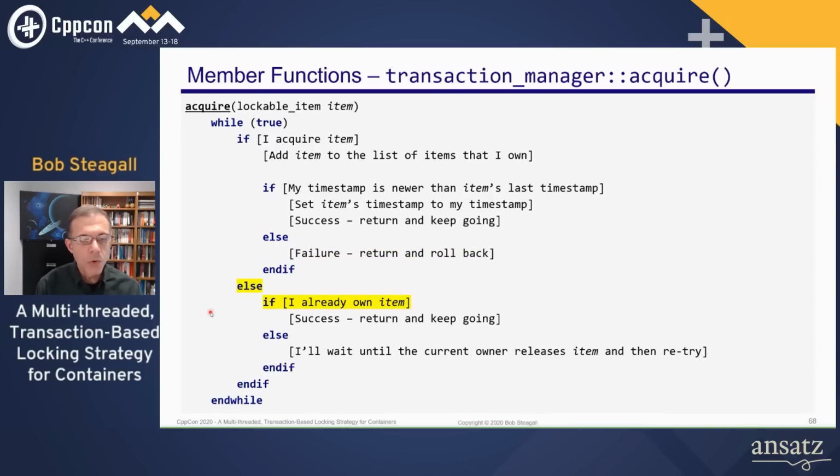Now, if I'm not able to acquire the item, it could be that I already own the item. If I'm computing the set closure, it could be that for some traversal over elements, I will encounter the same element twice. So if I already own the element, well then that's success and I go back. Otherwise, if I'm not able to acquire it and I don't already own it, I wait for the current owner to release the element, and then I go back and try again.